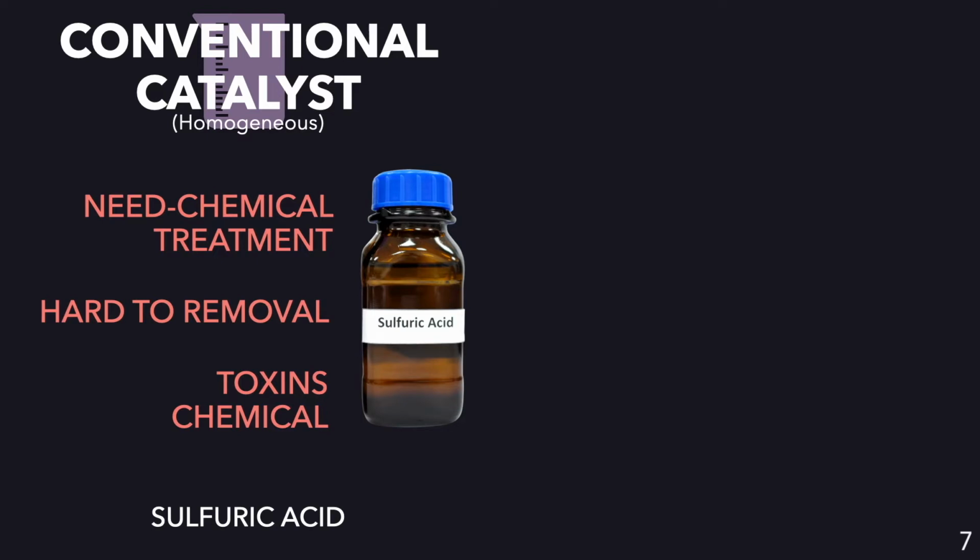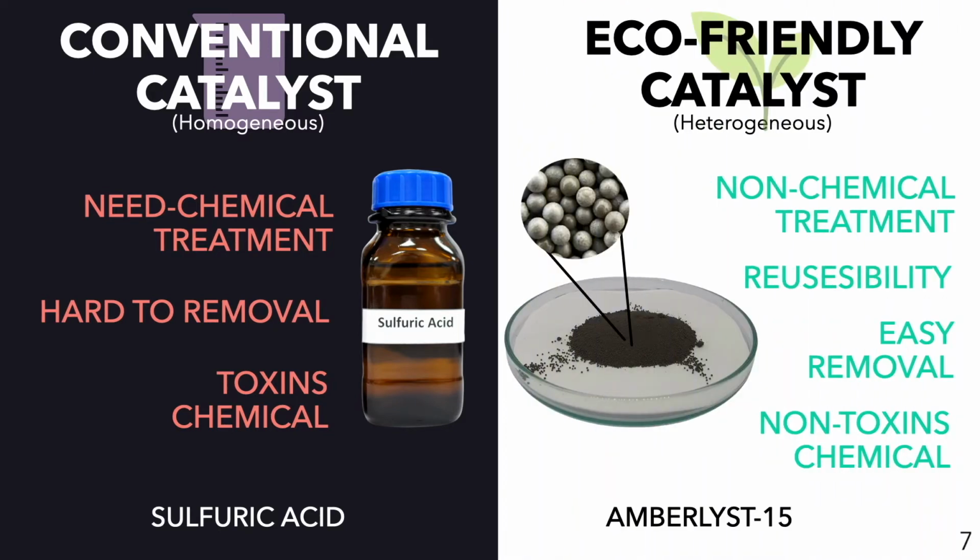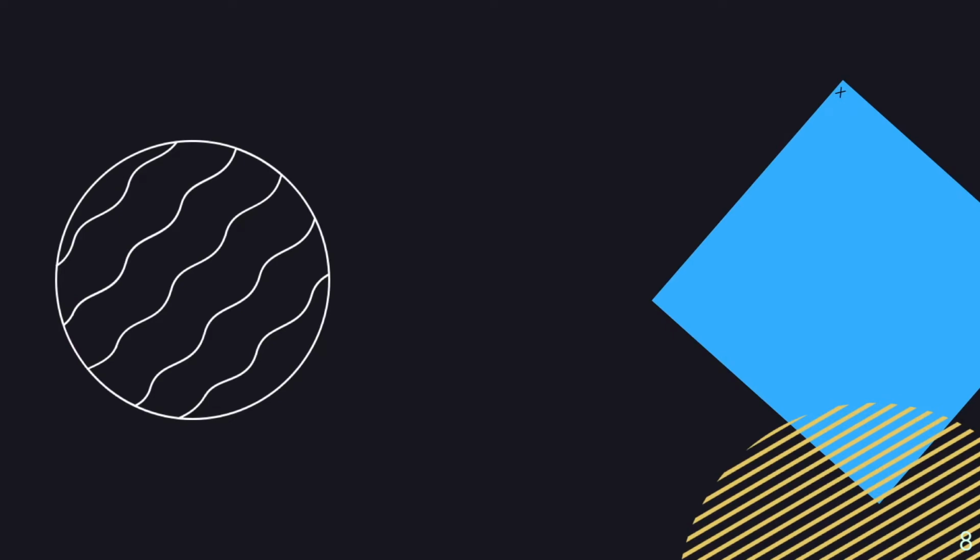Therefore, this research will focus on investigating an alternative, using a heterogeneous catalyst, type Amberlyst-15. The advantages of using a heterogeneous catalyst are that no chemical treatment process is needed, it has reusability, it is easy to remove, and it is a non-toxic chemical. So that is the reason why this research wants to study it.